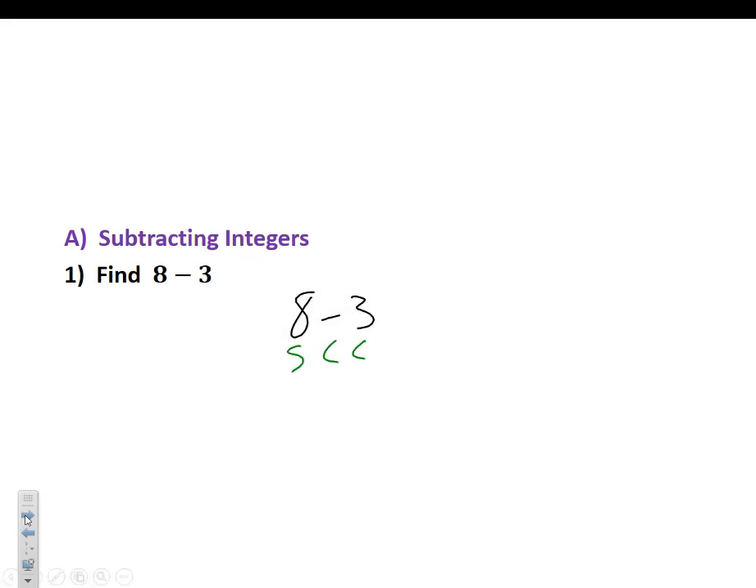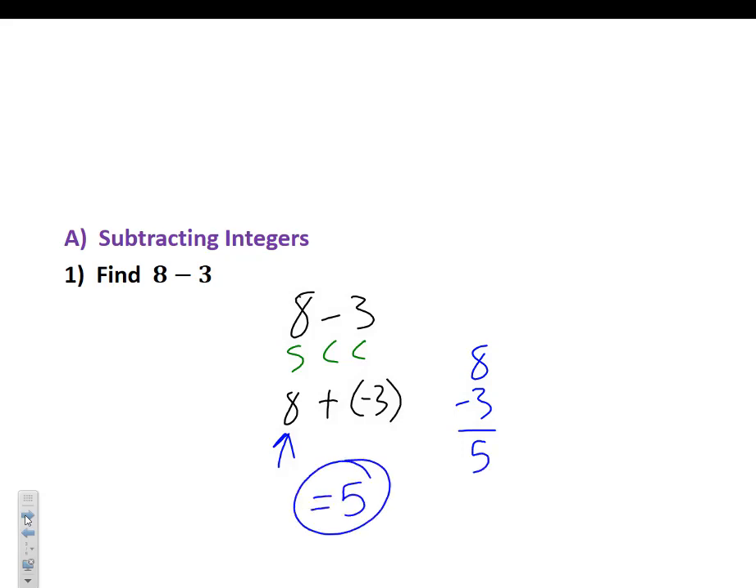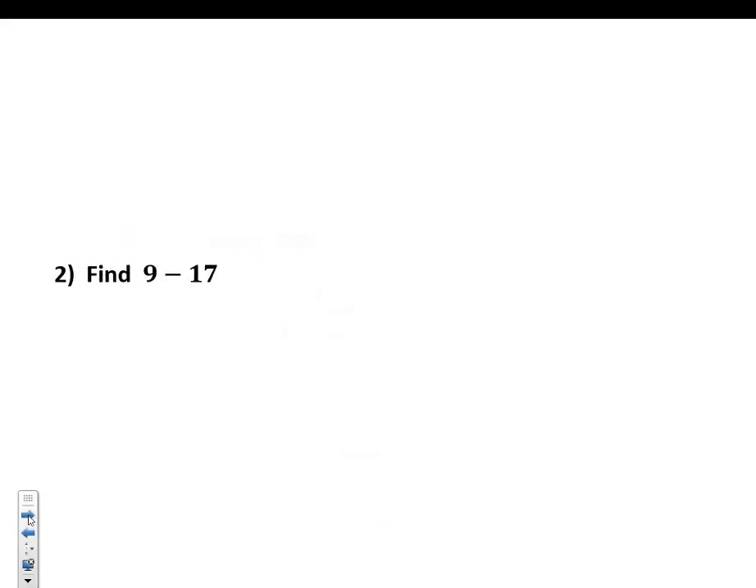Same, change, change. And so now 8 stays the same. Subtraction changes to addition, and that positive 3 becomes a -3. Outstanding. Then you look, I'm adding now. And I see that we have opposite or different signs, so I'm going to subtract. I see the 8 is bigger. 8 minus 3 is 5. And since 8 is positive, my answer is 5. Go ahead and copy that down and join me for example 2.